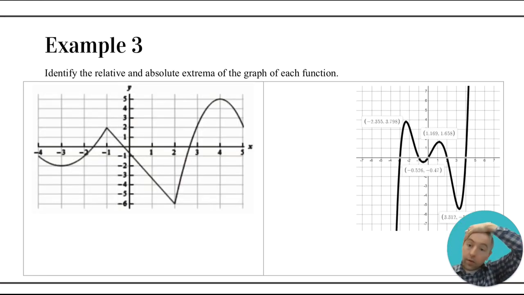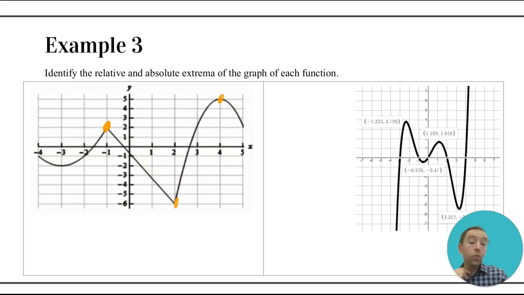So here we're asked to identify the relative and absolute extrema of the graph of the function. I haven't yet defined what it means to be a relative versus an absolute extrema of the graph of the function. I'll get there in just a little bit. For right now, we should just be able to at least identify that right here there's a high point of the graph, here's a low point of the graph, and here's a high point of the graph.